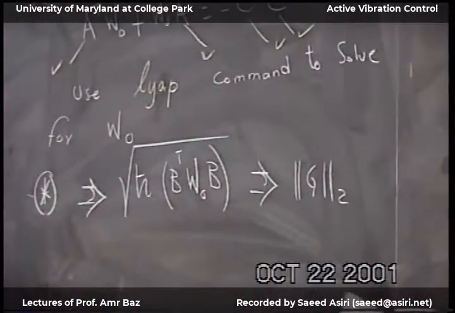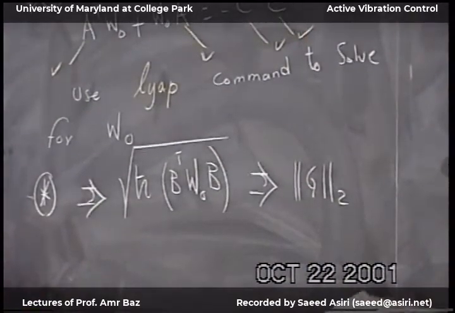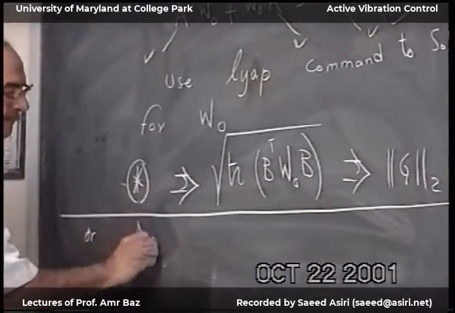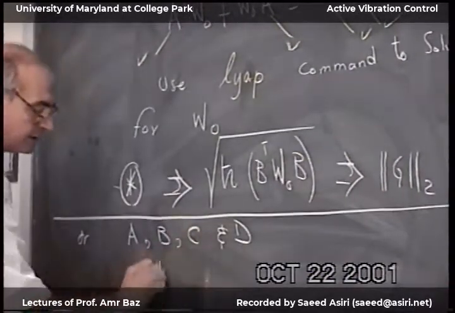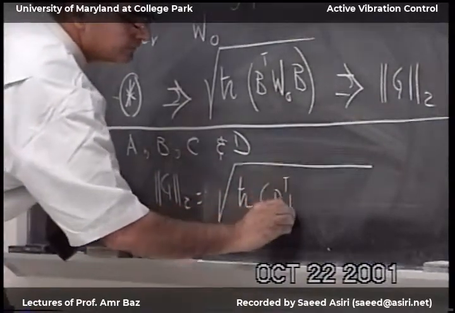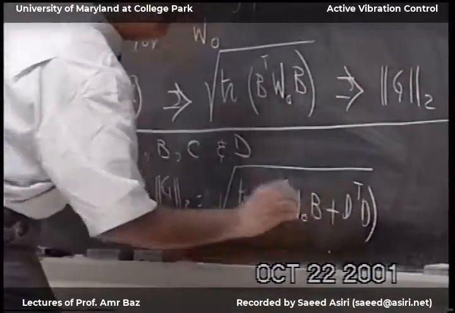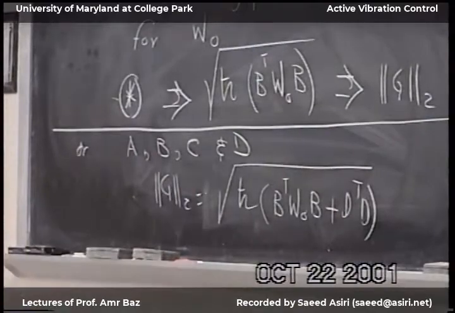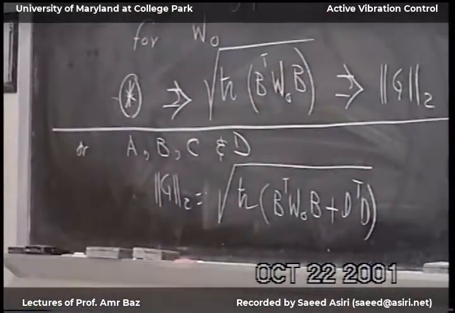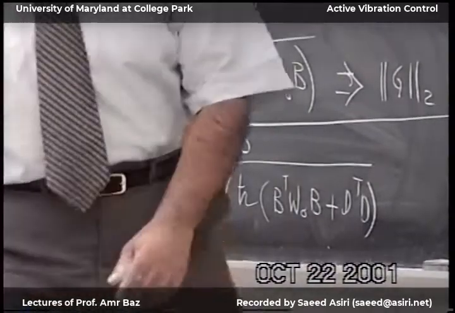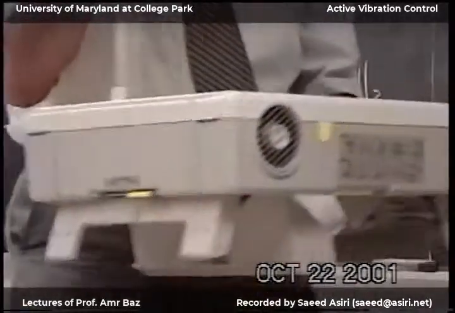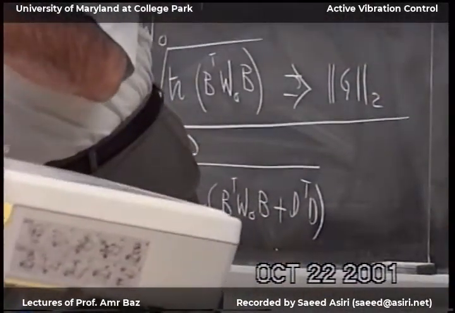Now if we have D, the H2 norm becomes equal to the square root of the trace of D transpose D. And the proof of this is very simple, again, using the same approach that we used to derive this. And the handout that I forgot to bring to you.